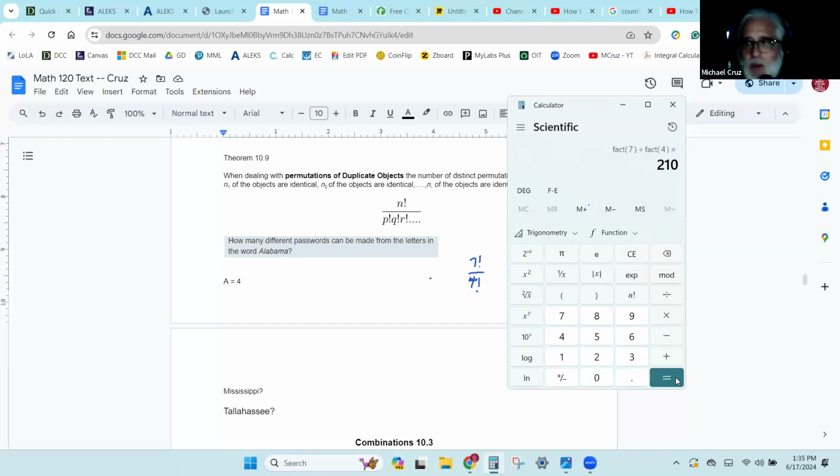Now, if they were all unique, it would be just 7 factorial, 5,040. But because those 4 A's repeat, we divide them out with 4 factorial, and that takes out the ones we don't need. All right, so that's probably enough for one day. We don't have that much to go, so I'll overlap a little bit with this tomorrow, and then finish up the combinations. If you got any questions, stick around.